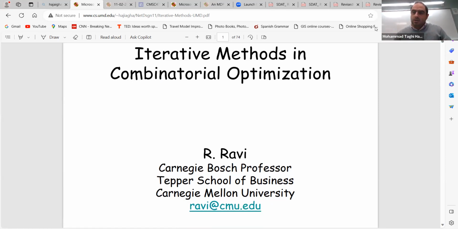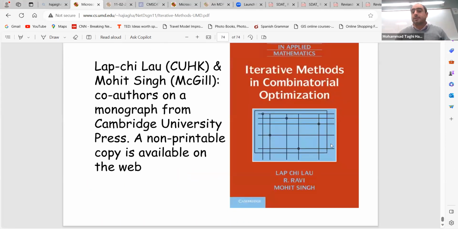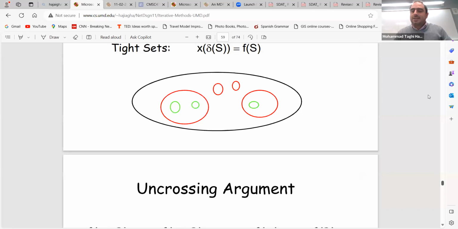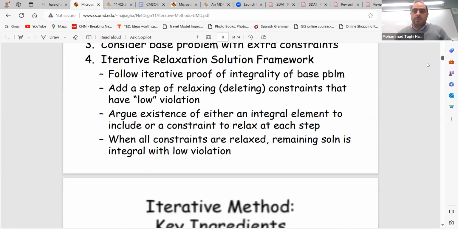And as I mentioned, they also have a book here. This is the book that I think is freely available. If you search for it, it's a beautiful book as well. Not a very long one, it's a short one by Lau, Ravi, and Mohit Singh. It's a nice book, but here essentially I'm talking about some of the most important problems that we can solve using this iterative method.